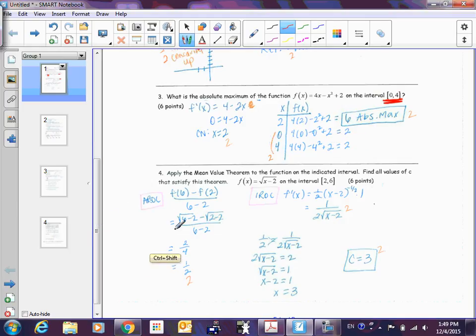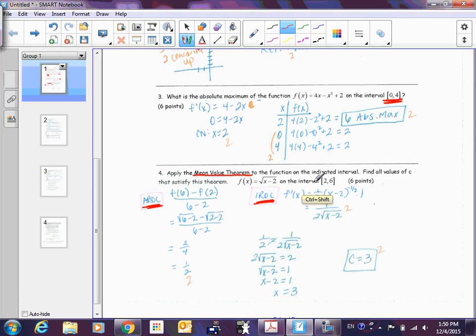All right, number 4, mean value theorem. When you think of mean value theorem, you need to be thinking AROC equals IROC. Average rate of change equals instantaneous rate of change. So you got 2 points for finding the average rate of change. How do you find the average rate of change? It's just a simple slope. F of 6 is like y2, so you plug 6 in. For y1, you plug 2 in. Then x2 minus x1. It's just the slope formula.